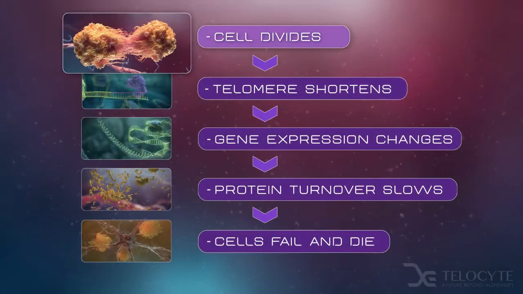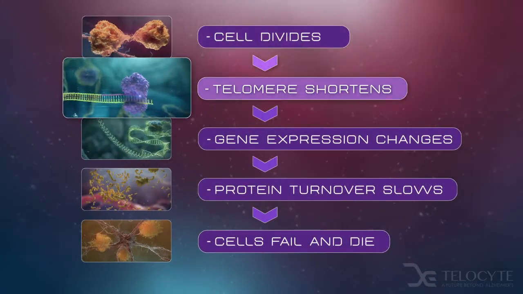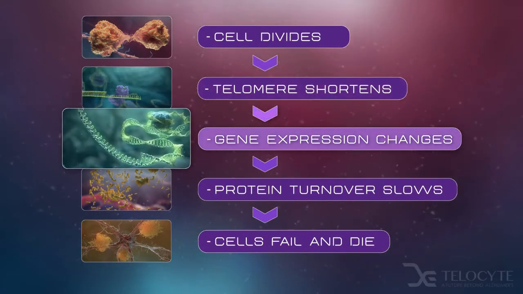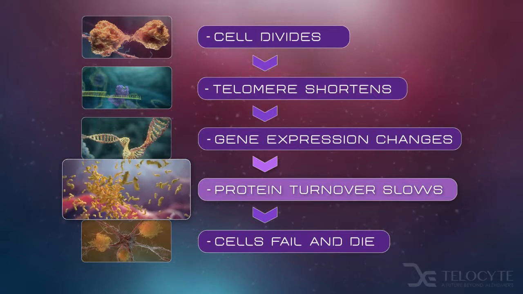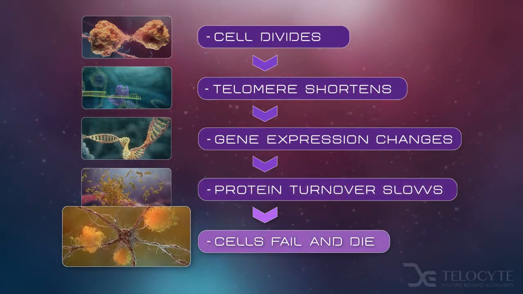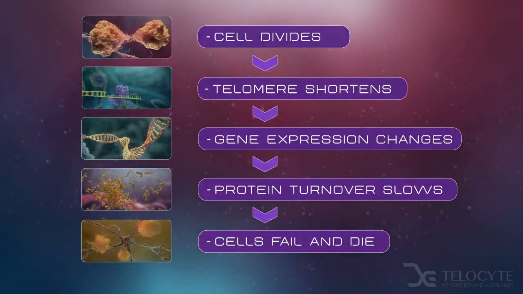As our cells divide, telomeres shorten, gene expression changes, protein turnover slows, and cells fail and die. The final result is Alzheimer's disease.